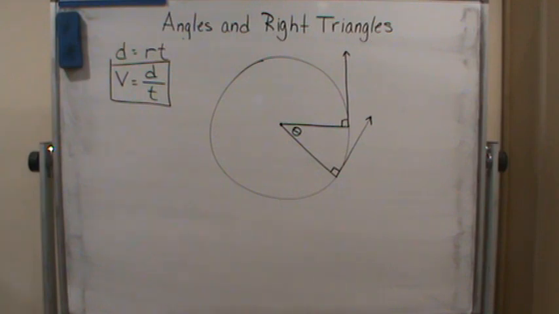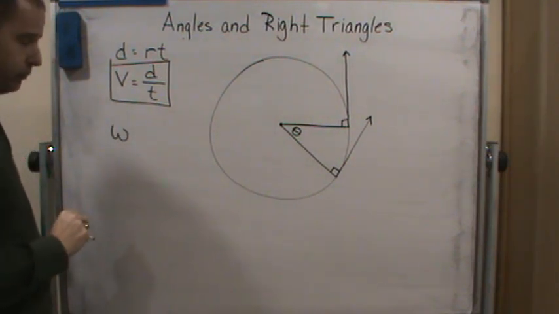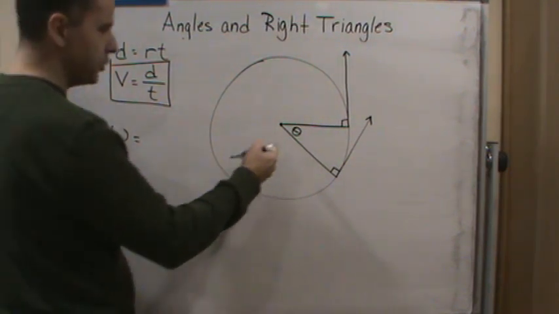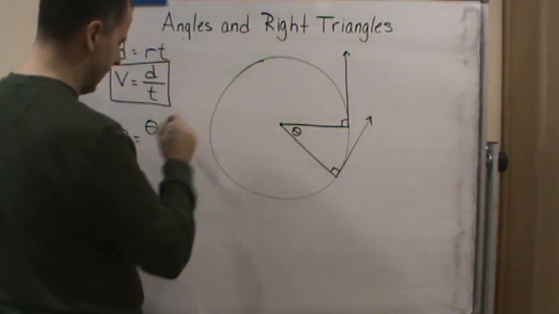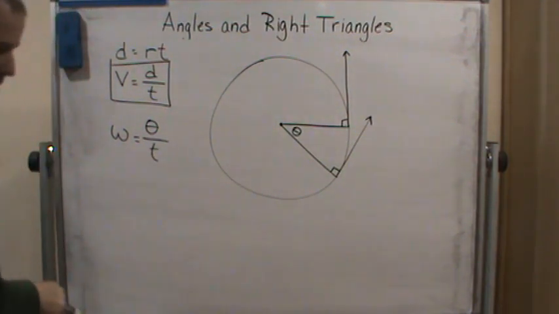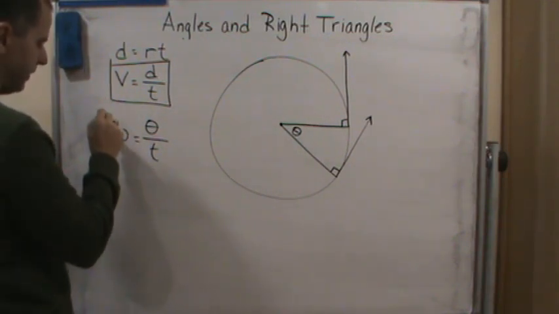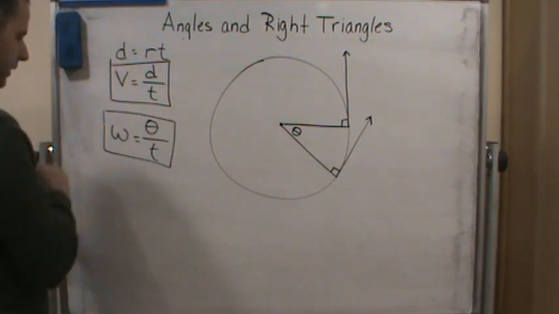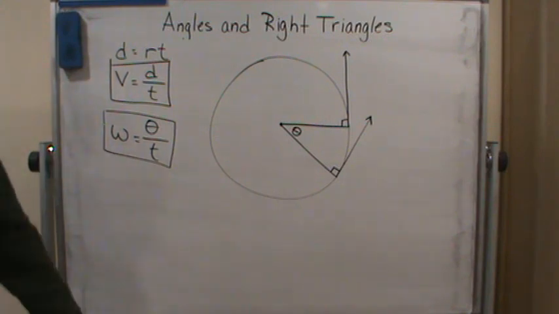Okay, now, compare that to angular speed. Angular speed, for which we use the Greek letter lowercase omega, is the change in angle, theta, over time. And that's it. So this is linear speed, and this is how we calculate angular speed. Okay, let's do some examples.